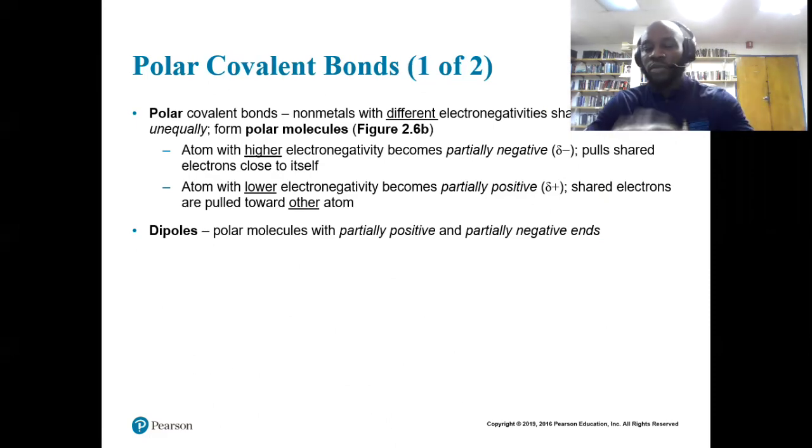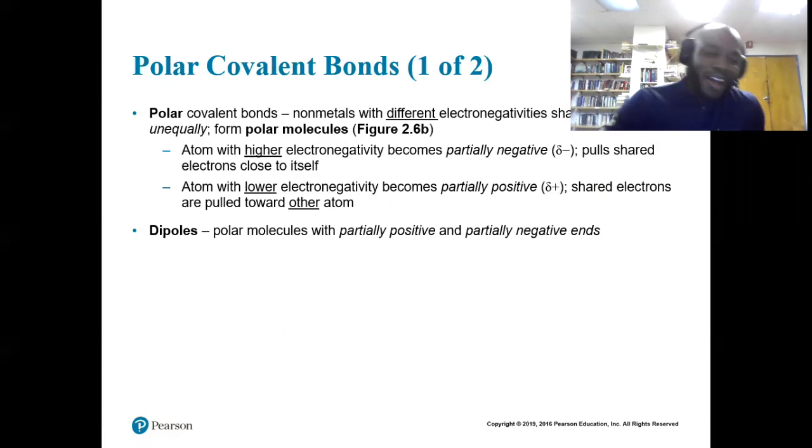The electrons spend a little bit more time around the atom that has a higher electronegativity, the ability to pull the electron a little bit harder than the other one. So it's kind of like we're sharing, but we're not. In an instant, it's going to spend more time over my house than your house, but we're going to call it sharing. That's the idea.